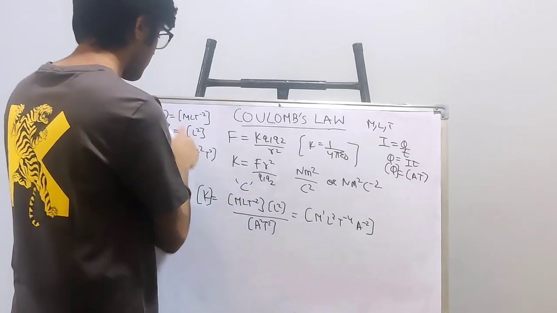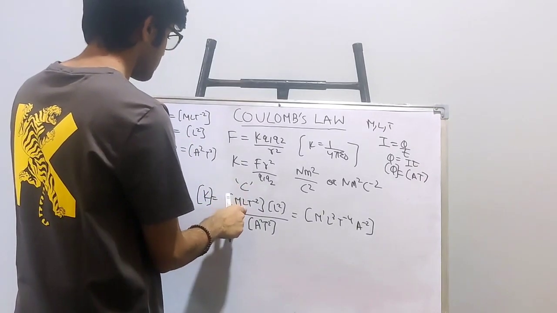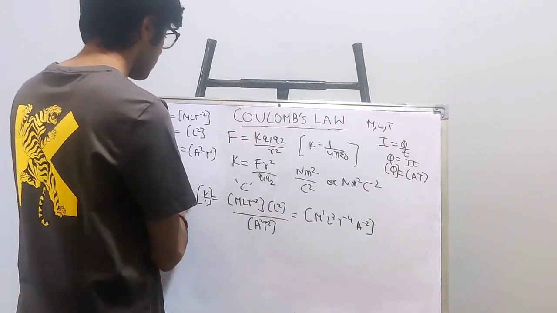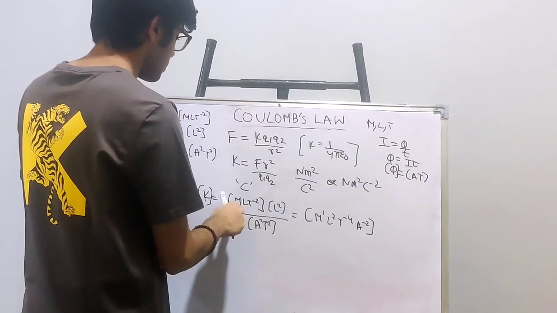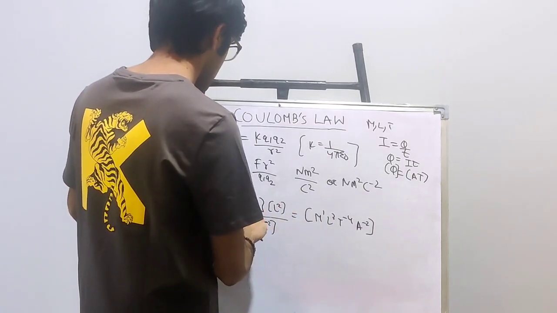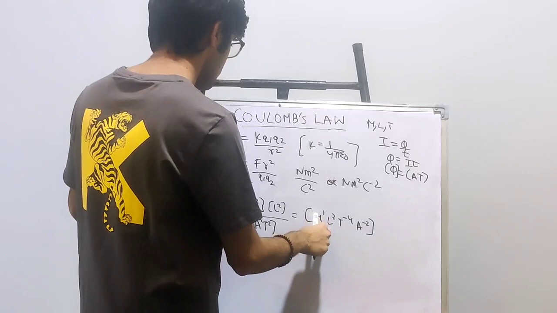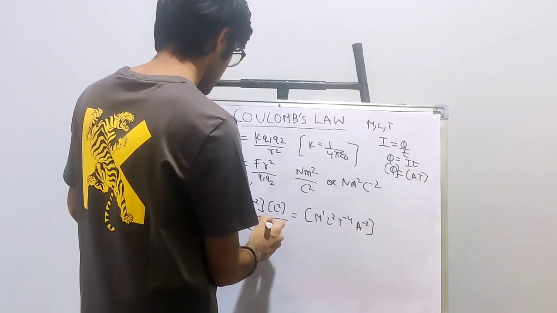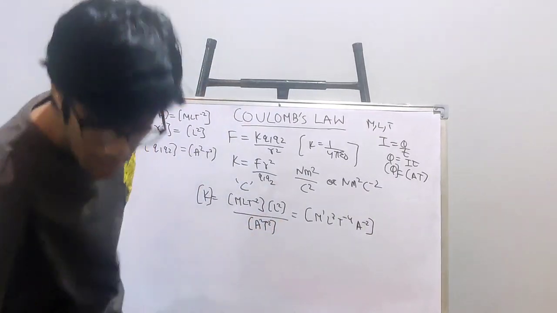I'll again repeat it. Force, which is M L T minus 2, radius squared, which is L squared, and Q1 Q2, which is A square T square. So M is alone here, so M1, L cubed, L1 into L2 is L cubed, and T minus 2 over T squared.